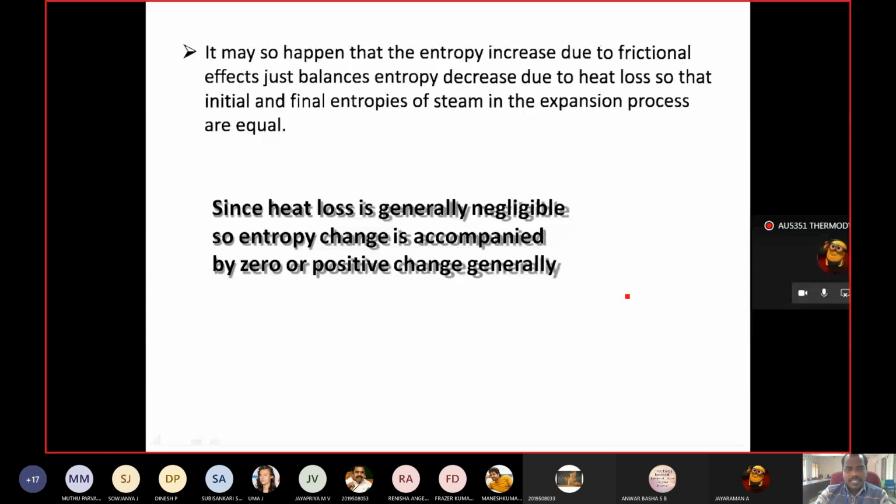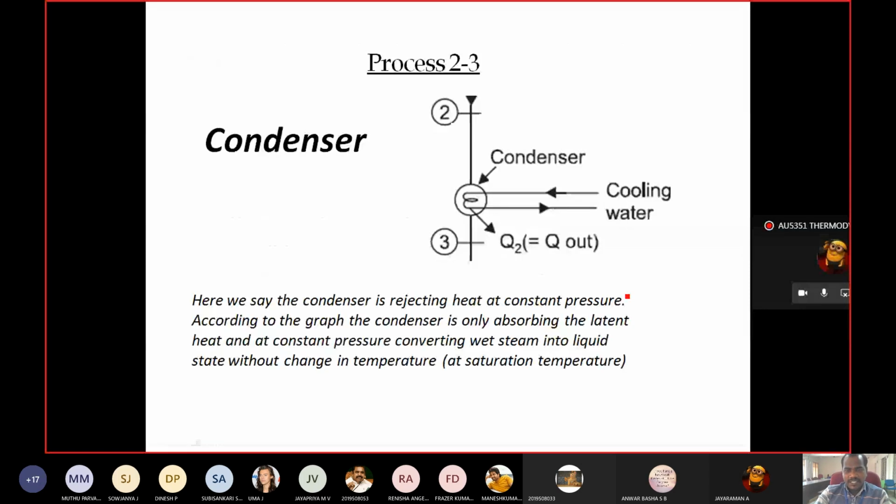Then we have the condenser in the Rankine cycle. The purpose of this condenser is to cool the wet steam that came from the turbine. At state 2 we have wet steam from the turbine, then this condenser will cool this wet steam. The cooling water will pass through this condenser, and then we can get state 3.